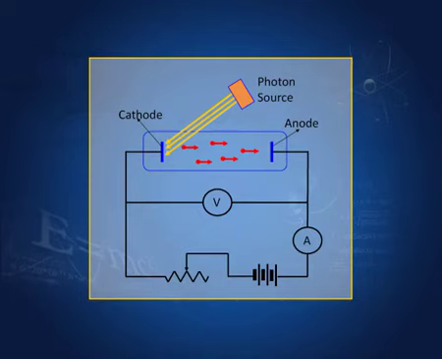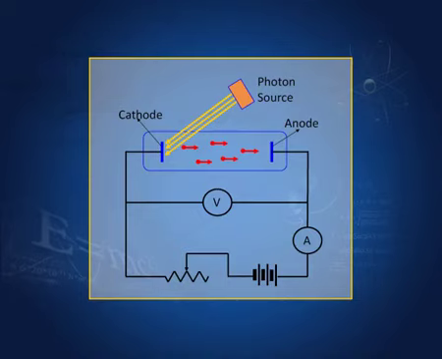To find out the potential difference between the cathode and anode, we have a voltmeter, and to find the current that is going through the circuit because of the photoelectrons, we have an ammeter. So, that is a very simple setup for the experimental observations of the photoelectric effect.